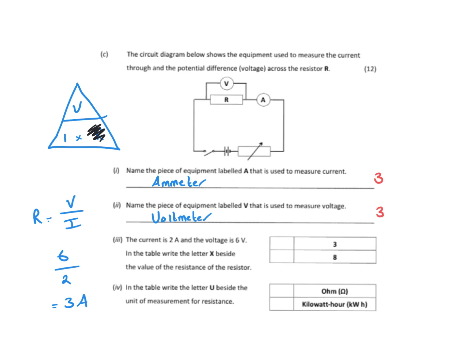Now be very careful, it's not a tick. We have to put the letter X inside the box. So I go back over and put an X in there, and that will get me my 3 marks. Now, part 4, in the table, write the letter U beside the unit of measurement for resistance. And we know that that's ohms. So it's not kilowatt hour, that's more to do with power. So we're going to put the letter U in here beside the ohms.